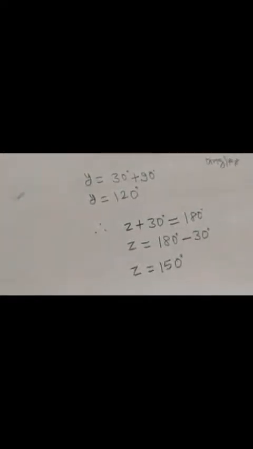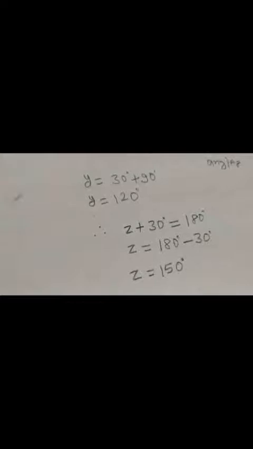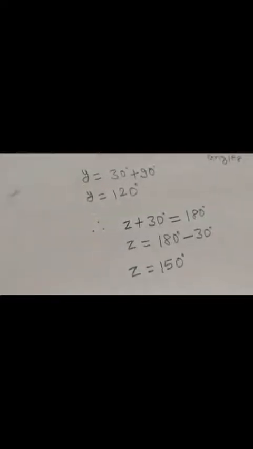Or z is equal to 180 degree minus 30 degree. Okay, here, clear? Now, so z is equal to, here we obtain 150 degree. Okay, now we find the value of x. We find the value of y is equal to 120 degree and z is equal to 150 degree. Now let's see how to find the value of x.